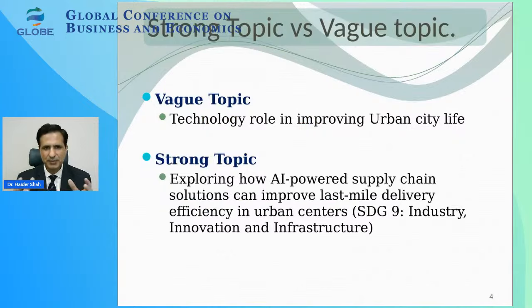Then we say that there are strong topics versus vague topics. So what is a vague topic? We say, technology's role in improving urban city life. That is very much the broad one. We are not getting what we are trying to say. But what is the strong topic? Exploring how AI-powered supply chain solutions can improve last mile delivery efficiency in urban centers. Now SDG 9 has been targeted, which is industry, innovation and infrastructure.